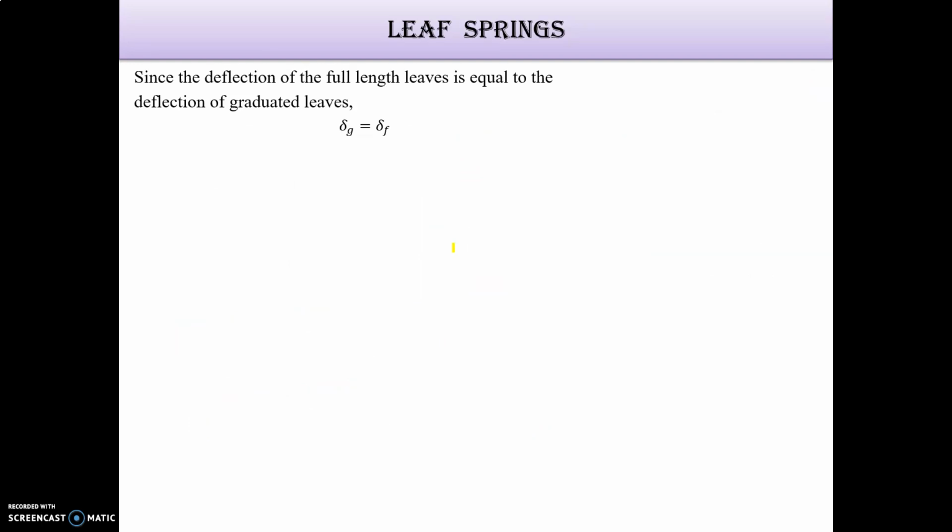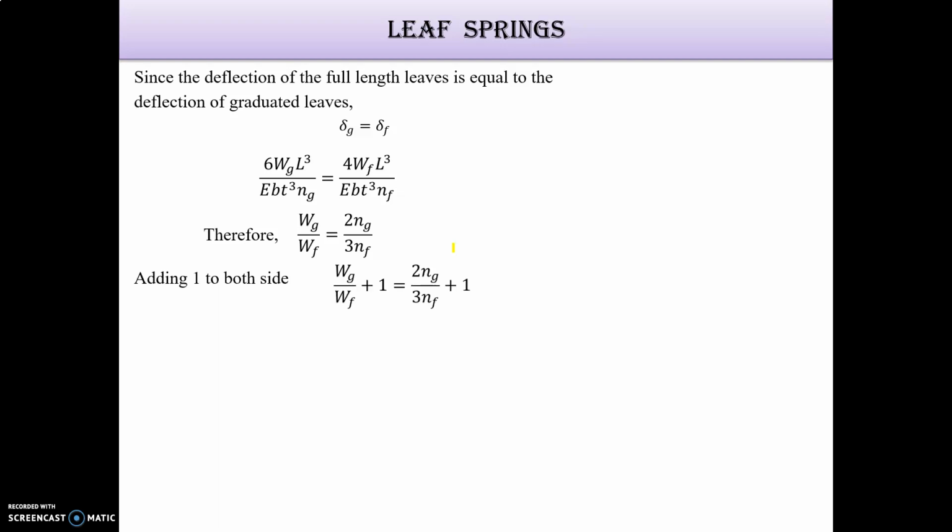Now since the deflection of the full length leaf is equal to the deflection of the graduated leaf, that is delta g is equal to delta f, it will be in this way. So all things will get cancelled, only Wg and Wf will remain. So Wg upon Wf is equal to what? 2 times Ng upon 3 times Nf. So adding 1 to both sides, what do we get? Wg plus Wf is equal to total load, that is, the load acting on the graduated leaf and the load acting on the full length leaf is equal to total load.